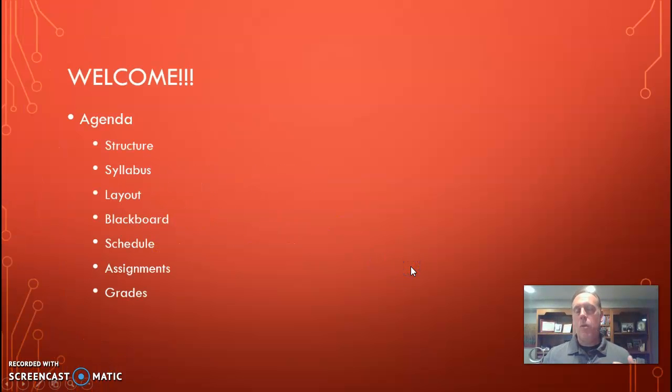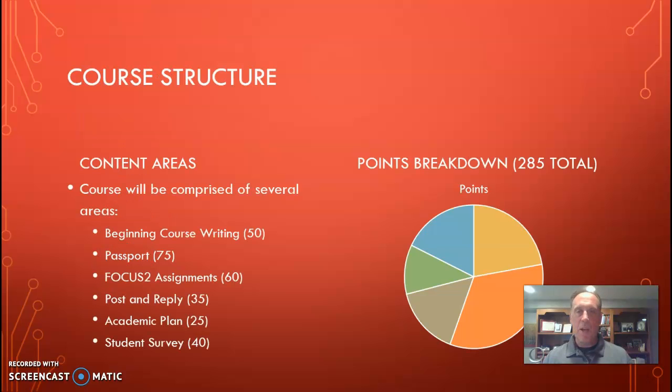Now, as I noted a little bit earlier, we're looking at the structure of the course, the syllabi, the layout, the Blackboard, schedule, assignments, and grades. Those are the main things you really have to wrap yourself around. This presentation is just navigational. You will have other presentations in this course that will be specific to the syllabus and the layout, and those will be found in one of the tabs on the left-hand side under syllabi and course layout. And then assignments, schedules, grade, how it all maps out.